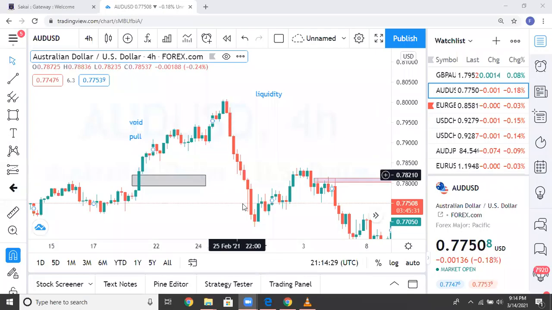When you have a series of candlesticks moving in the same direction without an order block, that's what we call a liquidity pool.